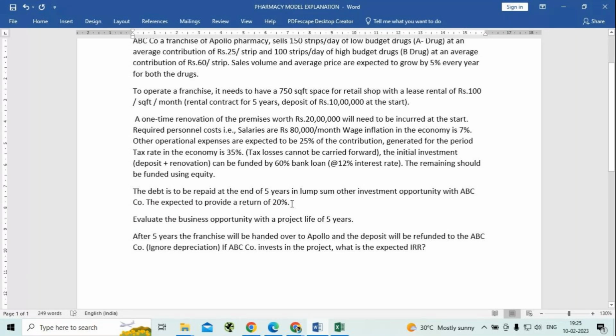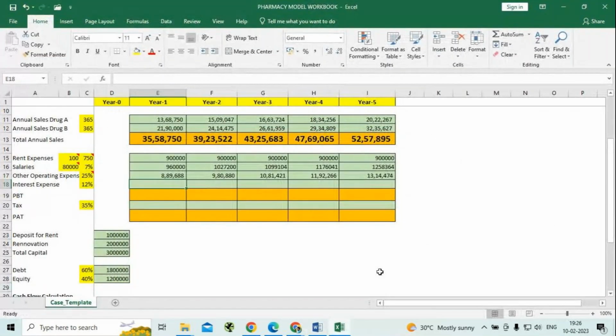Now let us see the interest expense, which equals 18 lakhs, which I freeze because it is going to be the same value for all the years, into 12%, which I freeze also. So 2,16,000 is the interest amount we are supposed to pay every year on 18 lakhs.